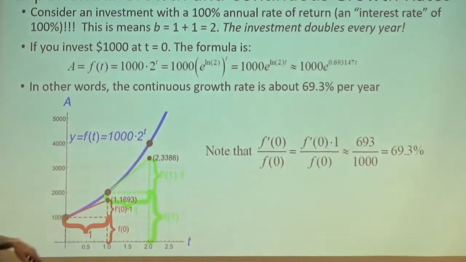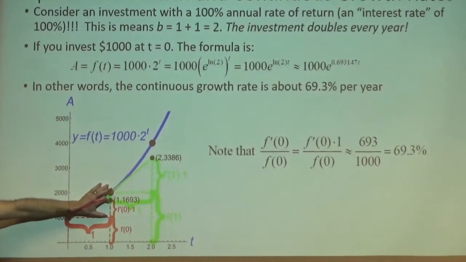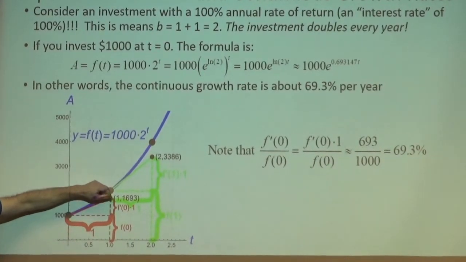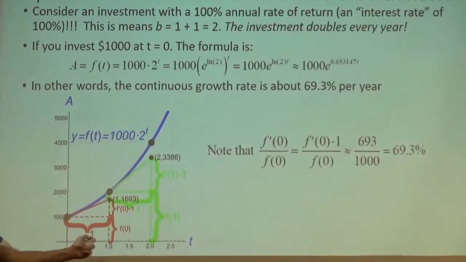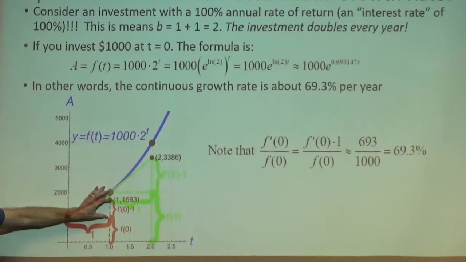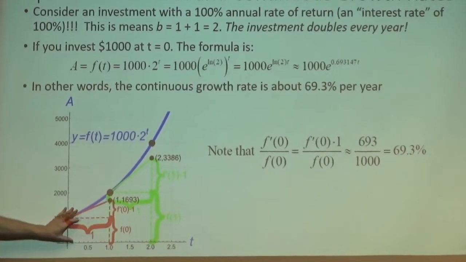That ratio is the length of this line segment, which you can think of as f prime of 0 times 1, the derivative times the change in t. The change in t is 1. It's the length of that line segment divided by the length of this line segment, because that length right there is the same as the function value at 0.